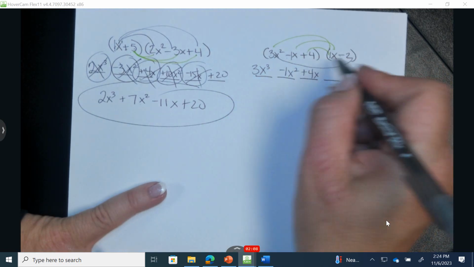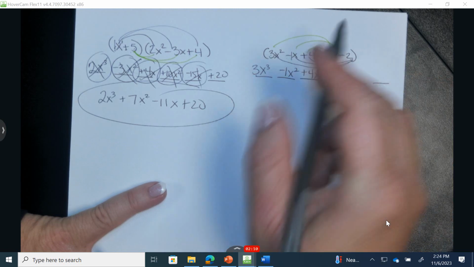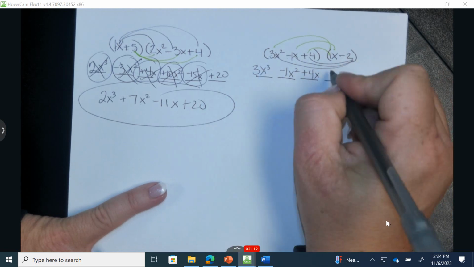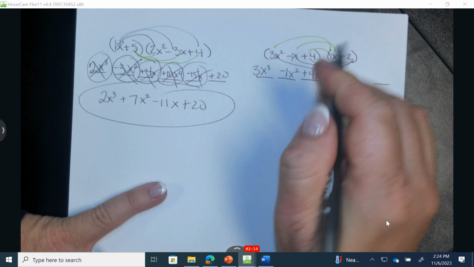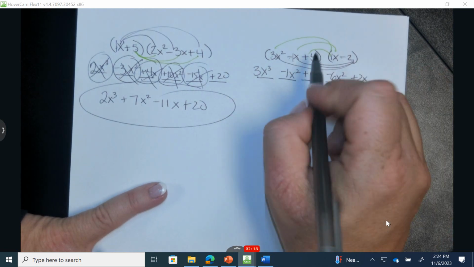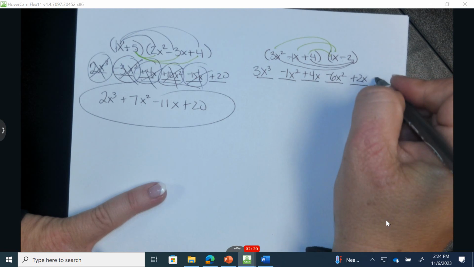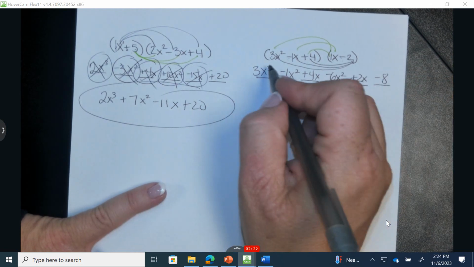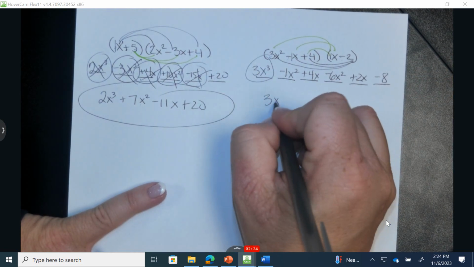Okay, now I'm going to do 3 rainbows down below. 3 times negative 2 is negative 6 with an x squared. Negative 1 times negative 2 is 2 with 1x, and 4 times negative 2 is negative 8. There's only one of the 6 terms that has an x cubed.